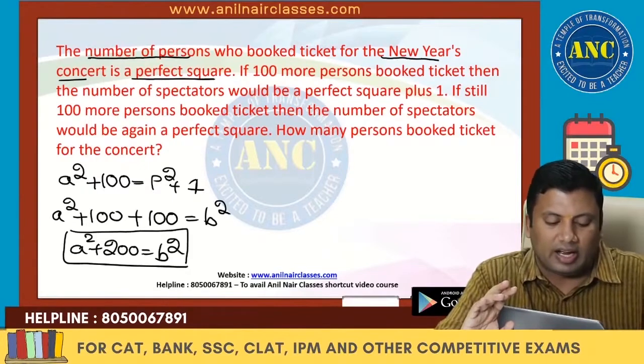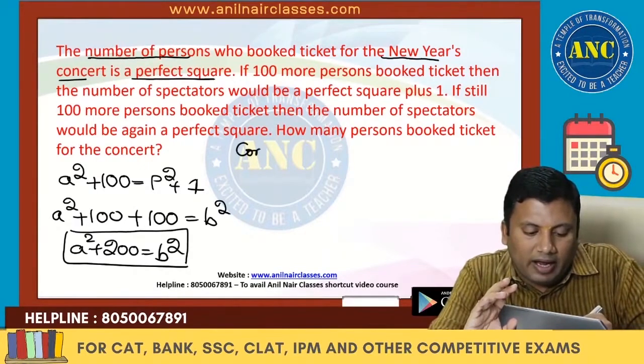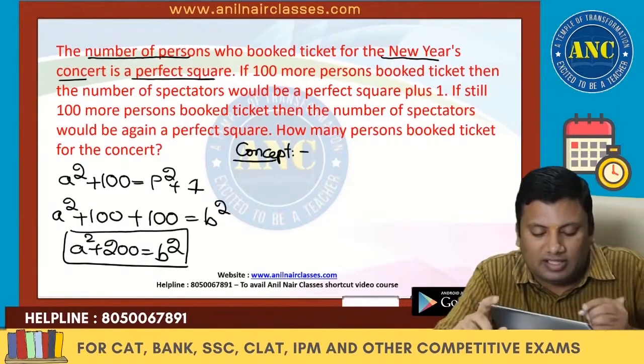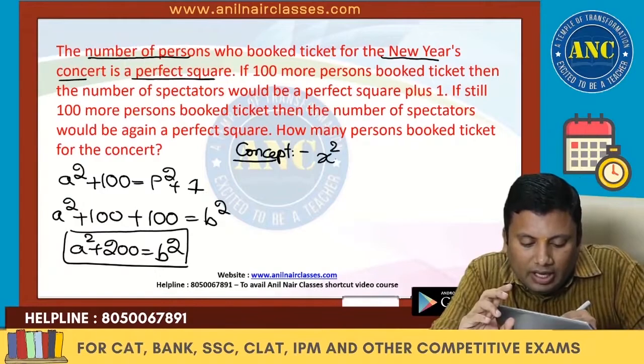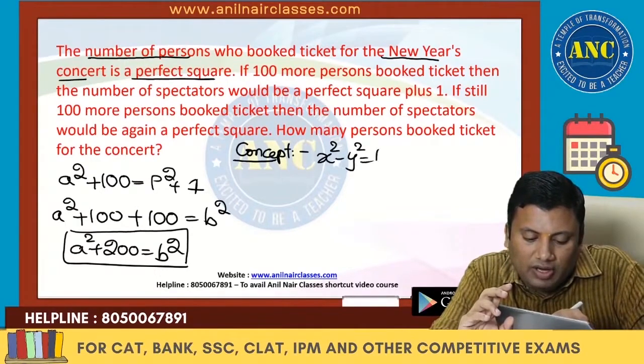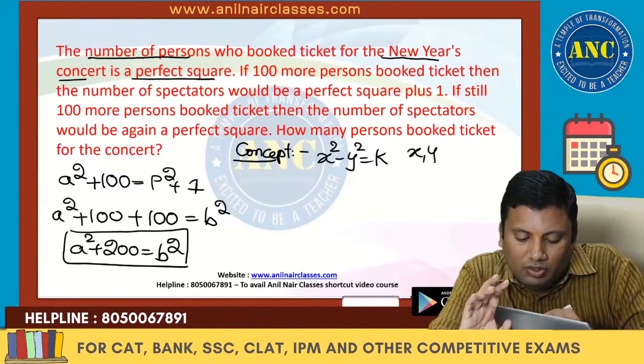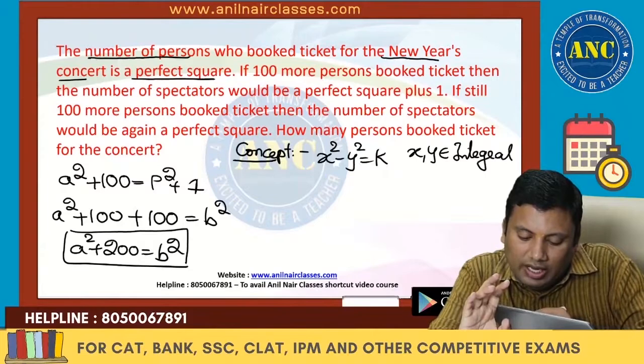Now we will see a concept, then we will come back and solve this question. Concept: a good number of questions in the previous year CAT papers came from this. x square minus y square equals k, where x and y are integral values.